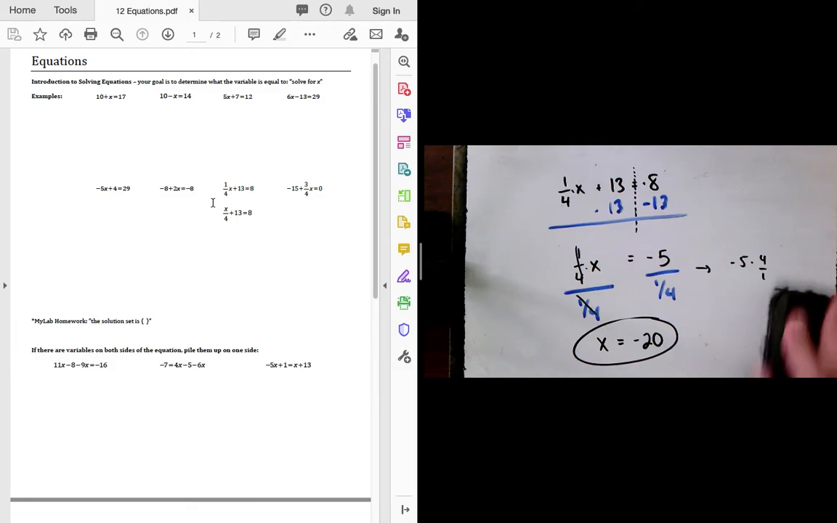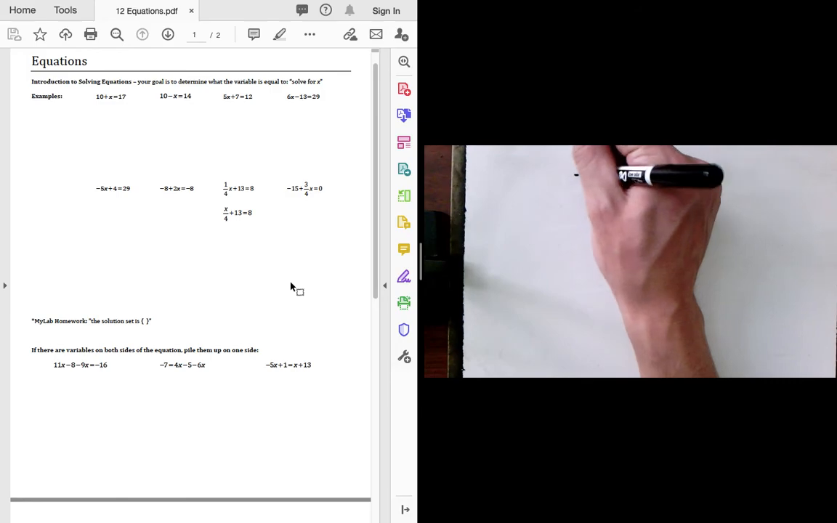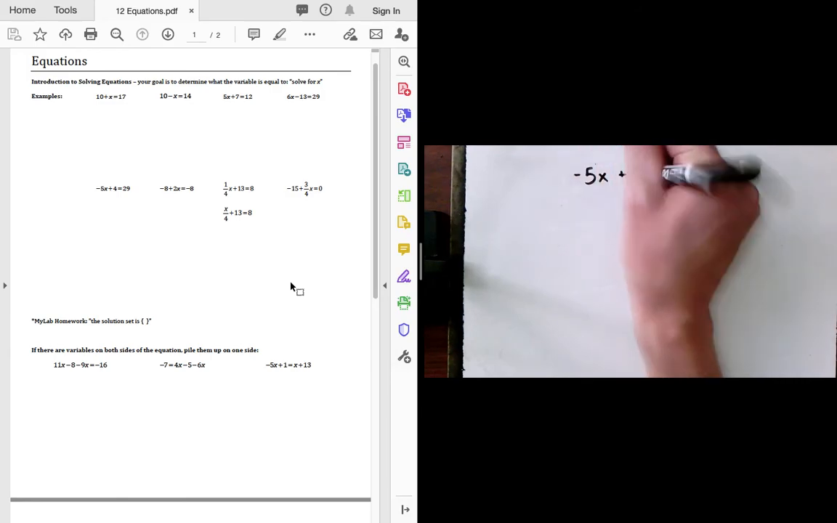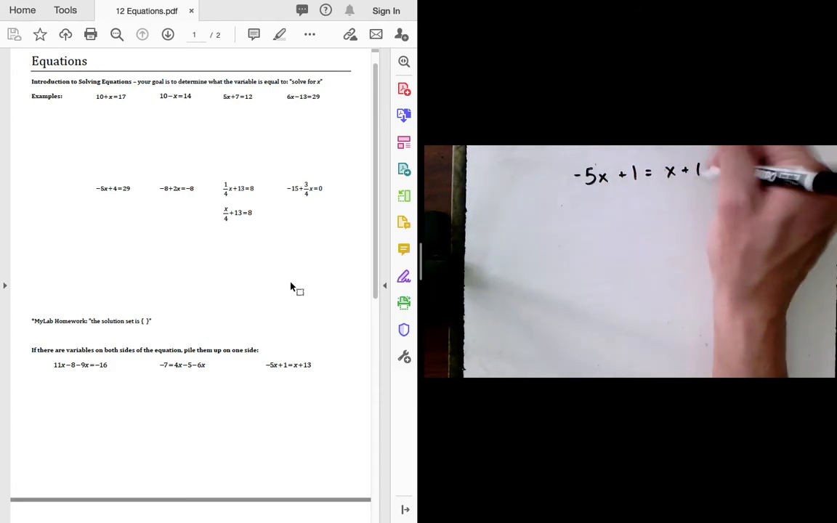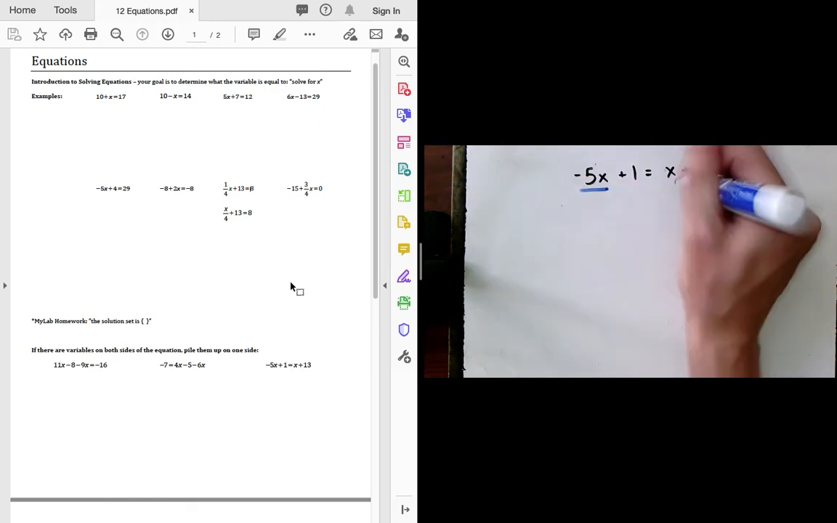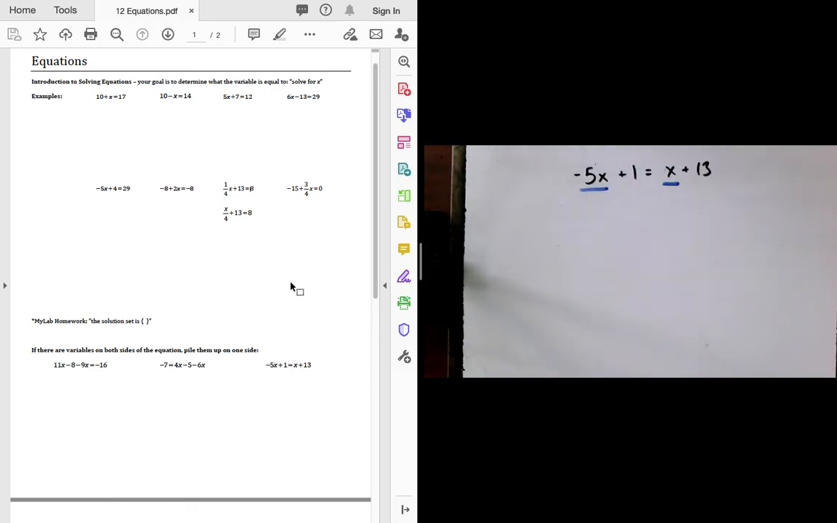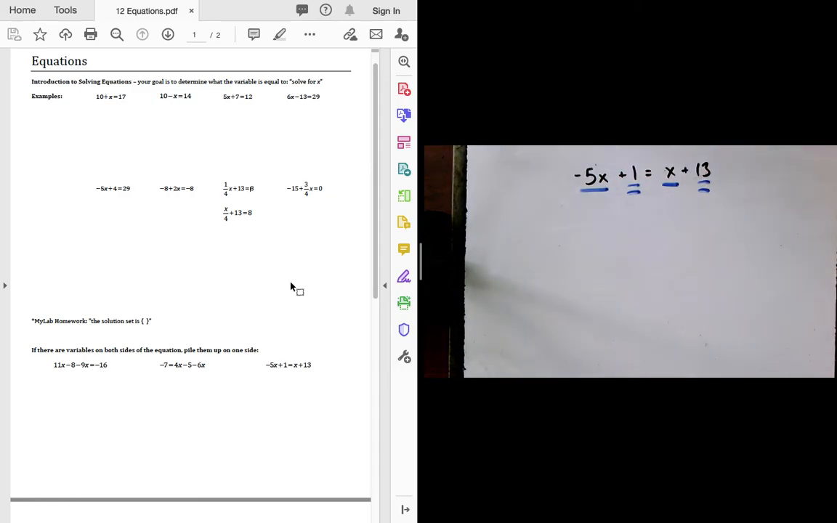We'll do one more example of these. Suppose I have negative 5x plus 1 is equal to x plus 13. So this problem is real similar. The main difference in this problem from the previous problem is now we have, first of all, 4 terms. 2 of those terms are alike. We have these 2 terms that have x in them, and then we have these other 2 terms that don't have x, the constant values.